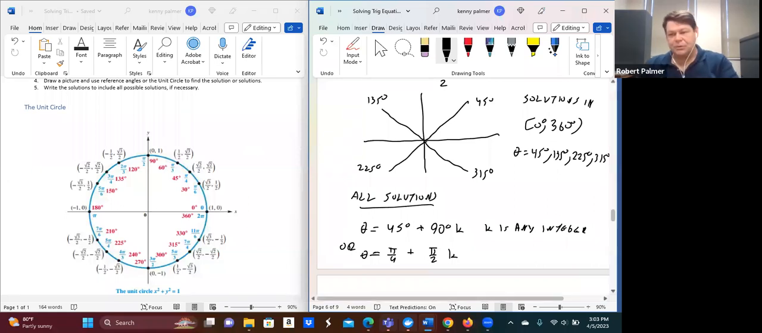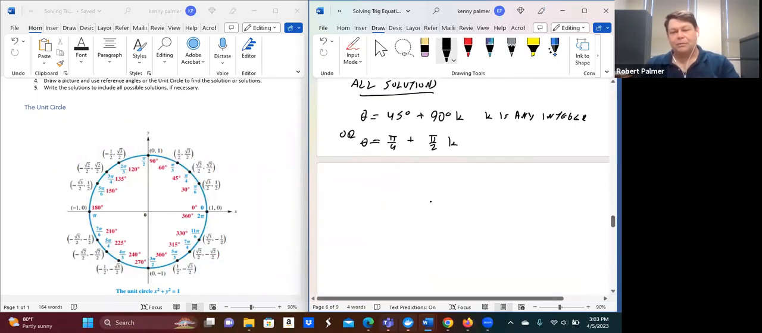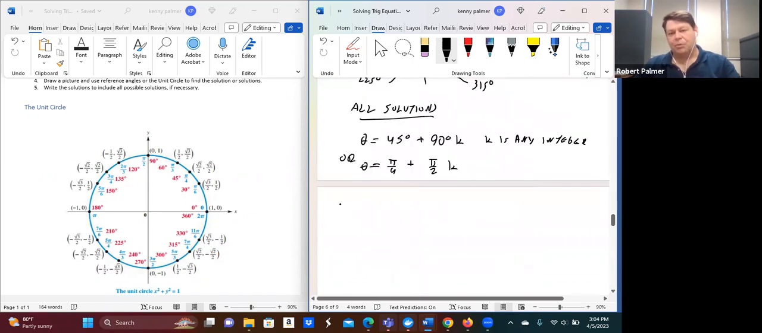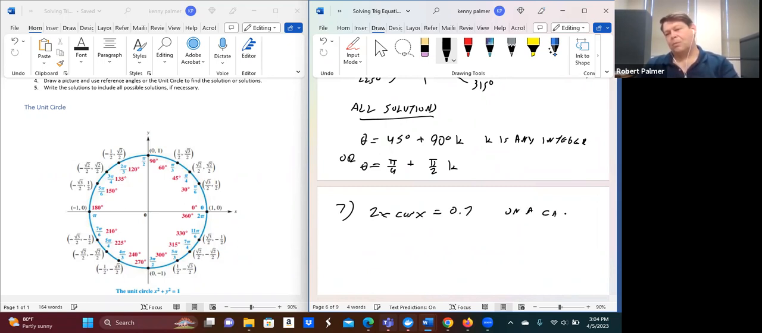Okay. Let's wrap up with one. I guess I'm on number 7. One we have to do on a calculator. So we want to solve 2x times the cosine of x equals 0.7 on a calculator.